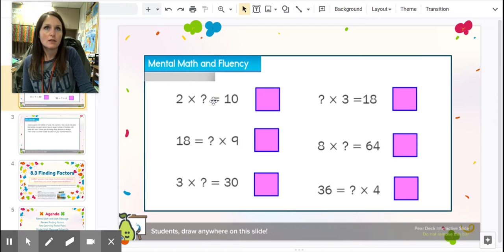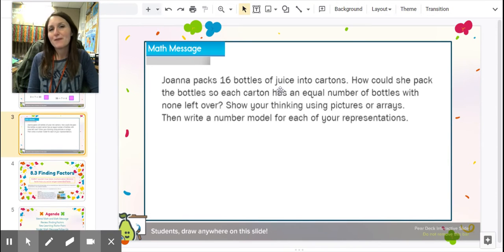Okay, so you're thinking of 2 times what equals 10, which is the same as 10 divided by 2 equals what? Okay, so thinking about this, find out the missing factor, because today we're focusing on finding factors.